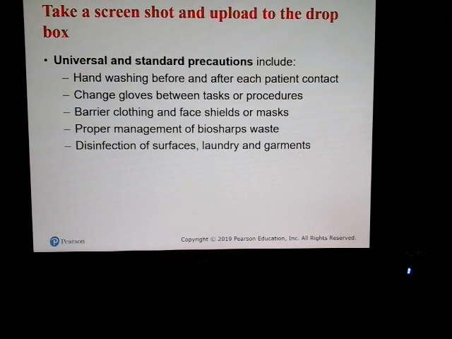Please take a screenshot of this. This is something that we should be doing. Always washing your hands, always, before and after you work with a patient. Change your gloves in between any tasks or procedures. Barrier clothing, things like face shields or masks, should be worn. Always make sure any sharps go in the proper sharps container. Disinfect surfaces. Laundry and garments need to be cleaned at all times.